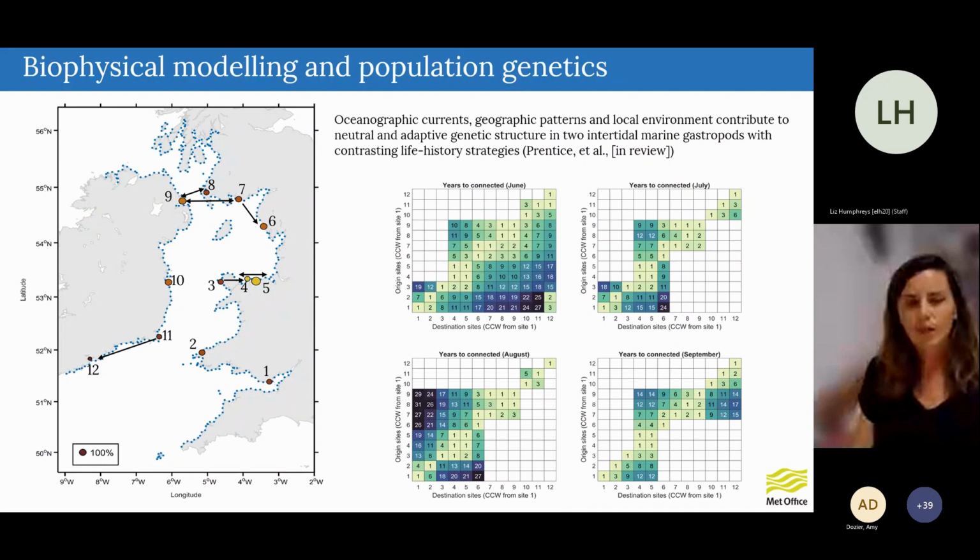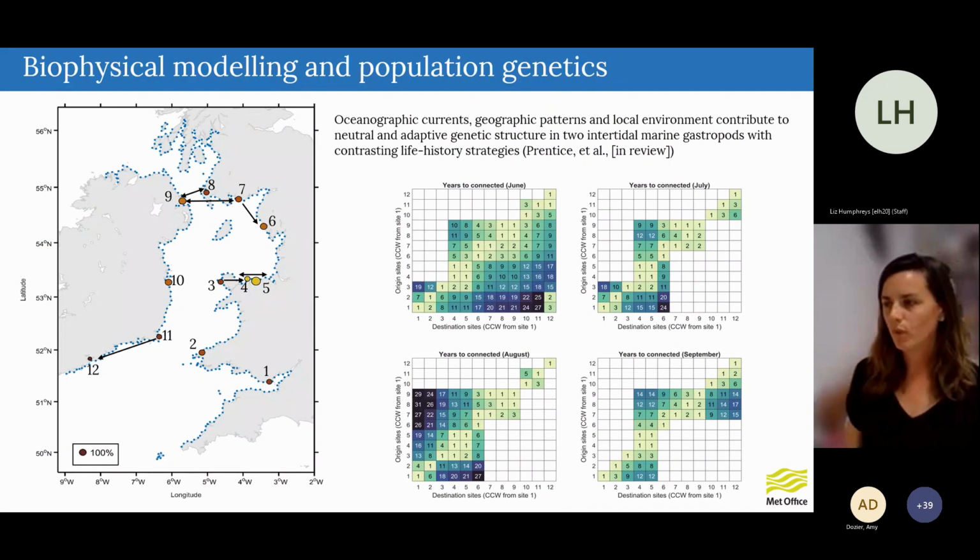Okay, some use of a biophysical model for looking at genetic connectivity in the Irish Sea. This was Melanie Prentice's work, what went alongside her work. And what we did was apply the ocean model, an output used by the Met Office, so it was in collaboration with them. It was three-dimensional hydrodynamic and particle tracking modelling. And we looked at how well connected Melanie's various sites were depending on the hydrodynamic flows within the Irish Sea.